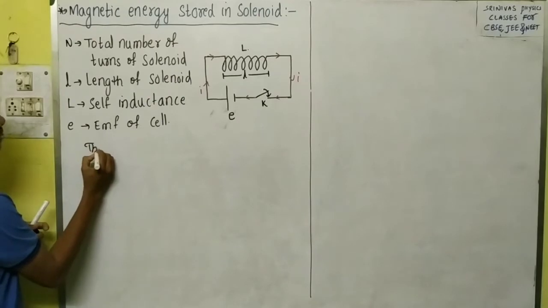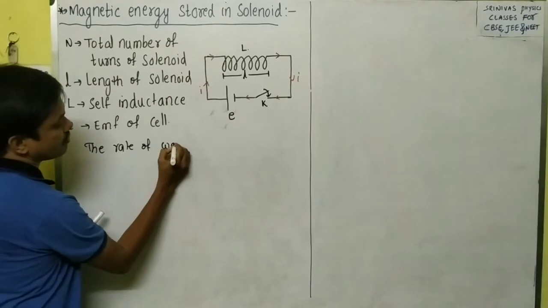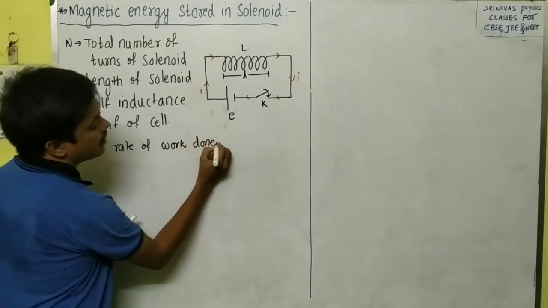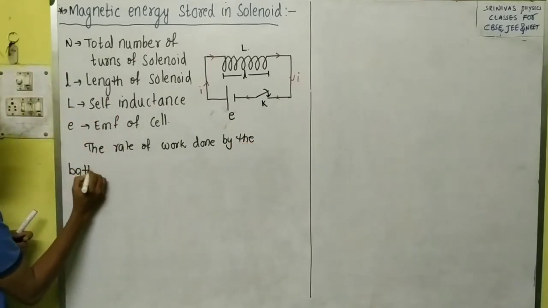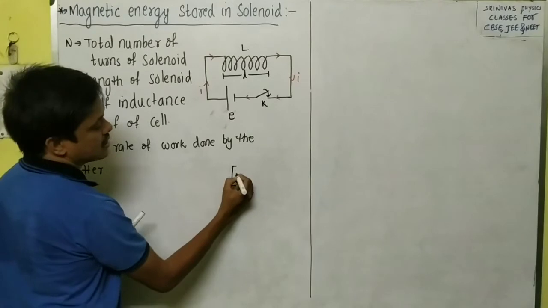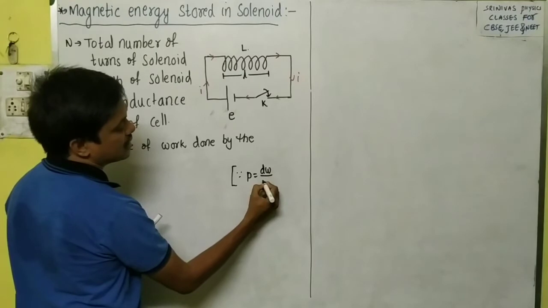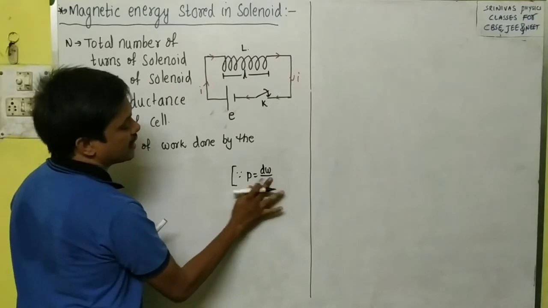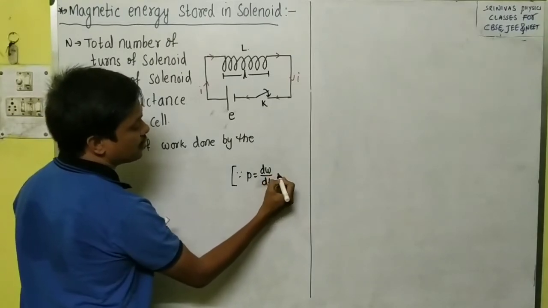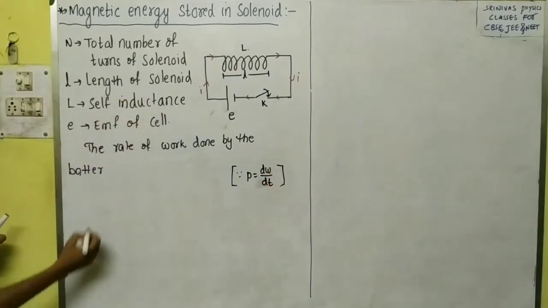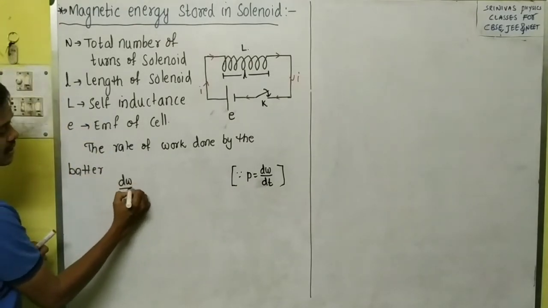The rate of work done by the battery. Yes, the rate of work done by the battery is nothing but power, right? The power formula, we know, is work by time. You know one formula, the power formula in mechanics, we know as work by time. But in electricity we know it as voltage into current.